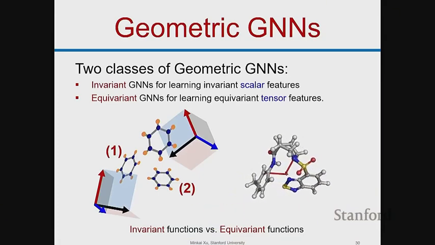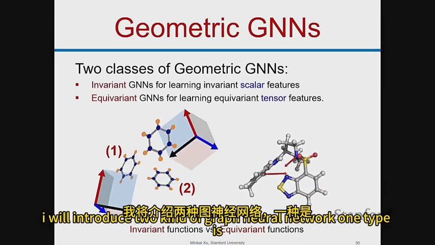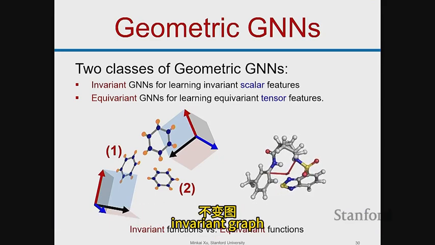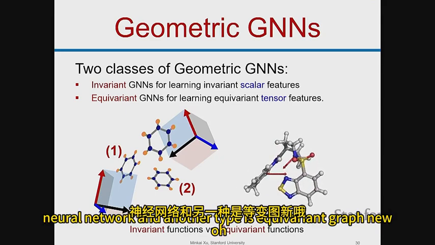Okay, so today I will introduce two kinds of graph neural networks. One type is the invariant graph neural network, and another type is the equivariant graph neural network.